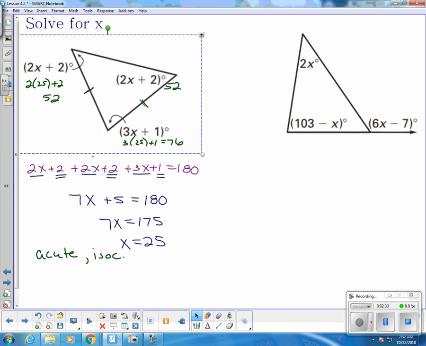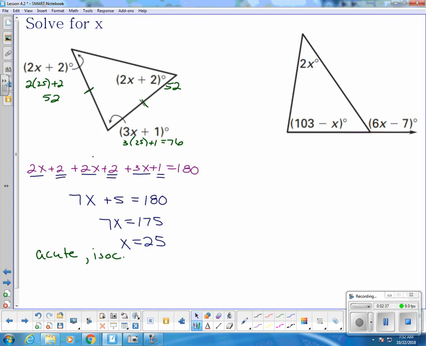All right, this other one, you have an exterior angle. So the rule for the exterior angle here, it equals these two interiors that aren't touching it, the sum of them. So 6x minus 7 equals 2x plus 103 minus x. And then you just solve that equation. 2x minus x is x.